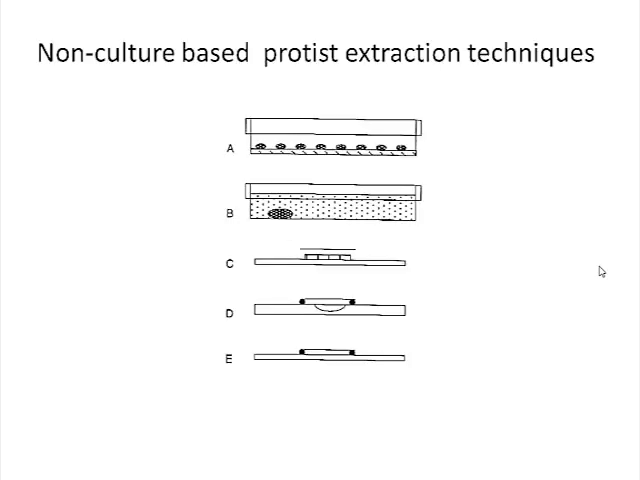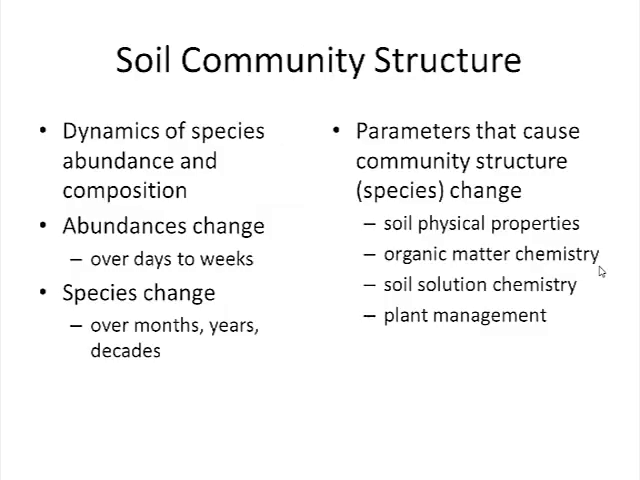So some of the non-culture-based protist extractions are Petri plate-based, very simple to do, and microscopy counting techniques. I won't go into those. We were able to apply those to look at soil community structure. We were able to show that we could follow dynamics of species abundances and composition in a great deal of detail. And we could almost follow this hour by hour in the field and see how they were changing. We know that the abundances change through the day and through the night, and depending on when you sample, you will have high or low abundances.